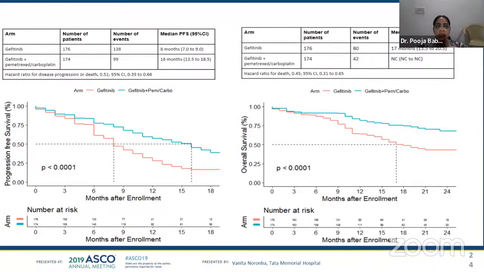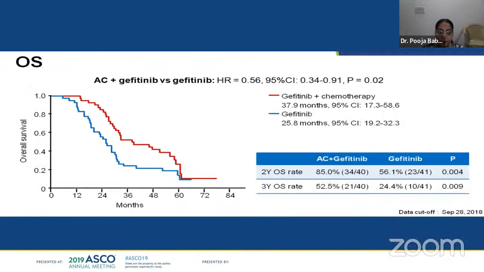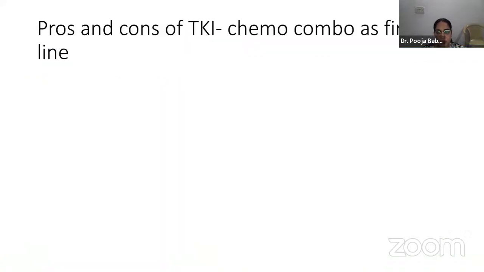So as we can see here, the progression-free survival in the combination arm was 16 months versus 8 months in a single arm. And the median OS data is still awaited. So definitely in our Indian scenario where cost is an issue, this trial has given us a ray of hope of providing a PFS benefit which resonates with that of osimertinib. And again, we have seen the OS benefit of combination goes up to 37 months versus 25 months.